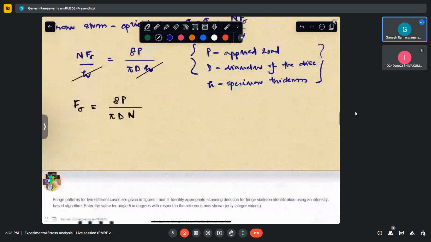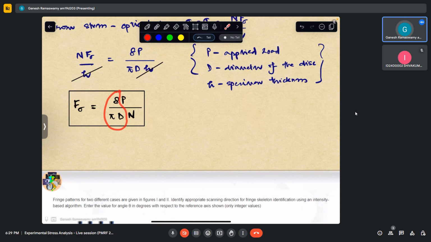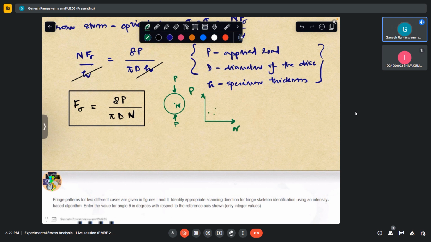In general, in conventional photoelasticity, how they used to calibrate it is, we know from here that 8 by pi D is a constant. So what is variable here is P and n. As we increase P, n also would naturally increase at the center. So what they used to do is take a disk, load it with a P, and note the fringe order at the center. This is P and this is n. They would repeat this for a number of cases, so for P by n, they would get data points like this.